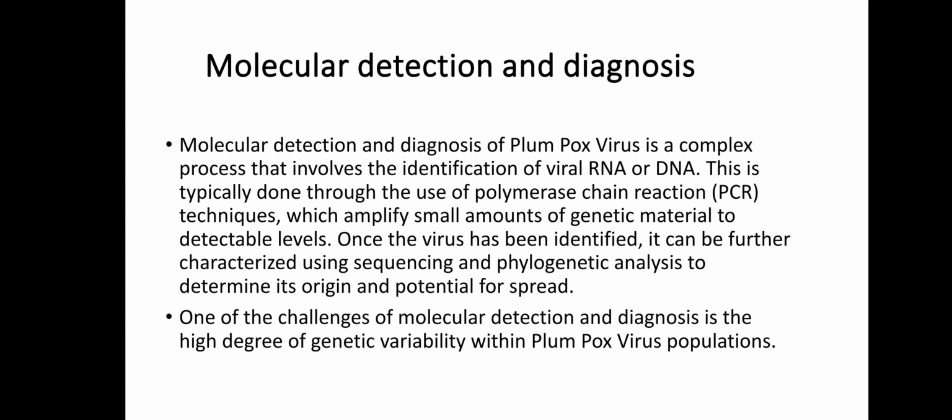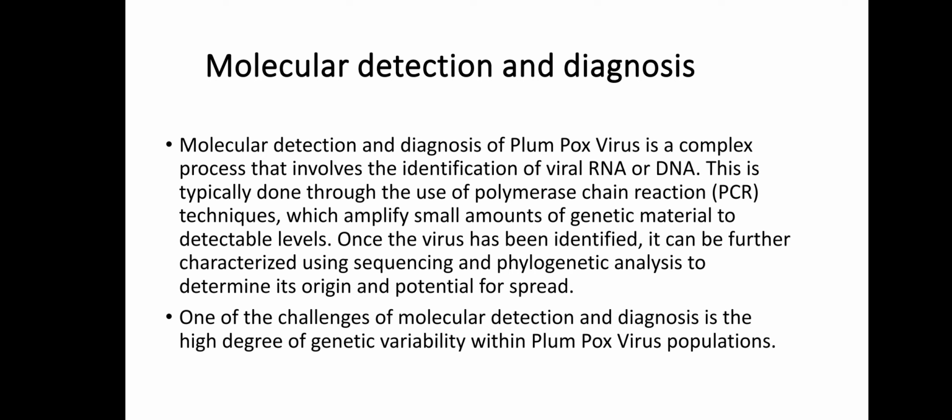Molecular detection and diagnosis. Molecular detection and diagnosis of the Plum pox virus is a complex process that involves the identification of viral RNA or DNA. This is typically done through the use of polymerase chain reaction techniques, which amplify small amounts of genetic material to a detectable level. Once the virus has been identified, it can be further characterized using sequencing and phylogenetic analysis to determine its origin and potential for spread.